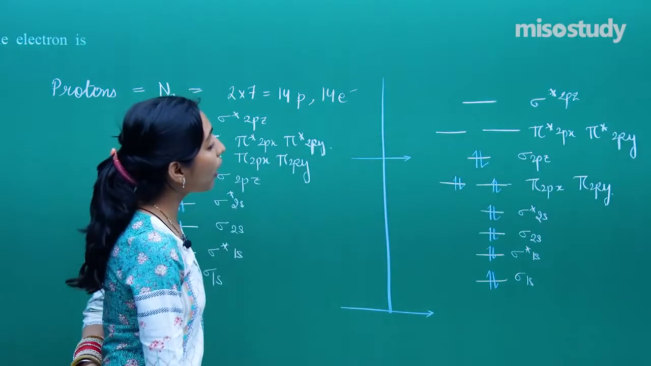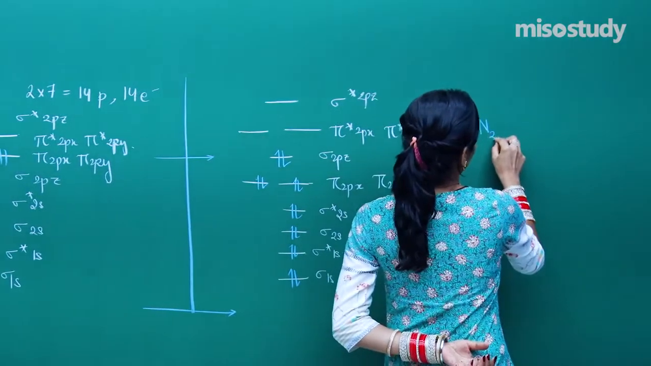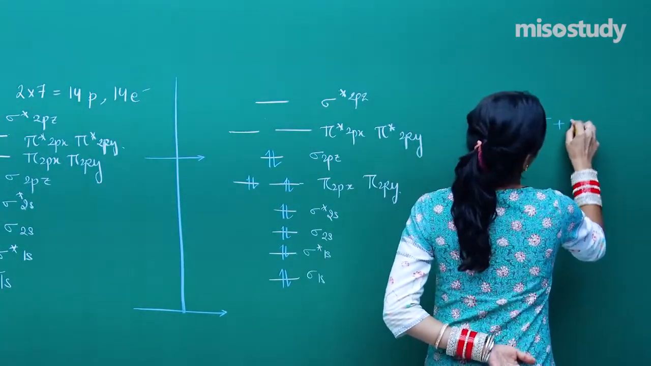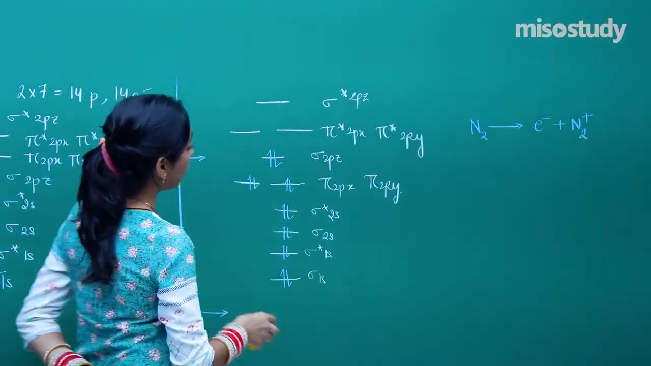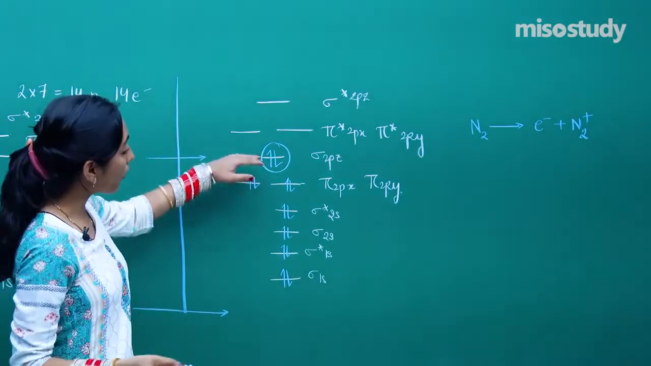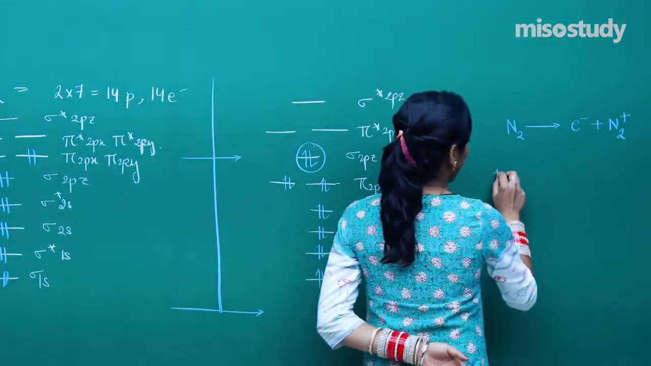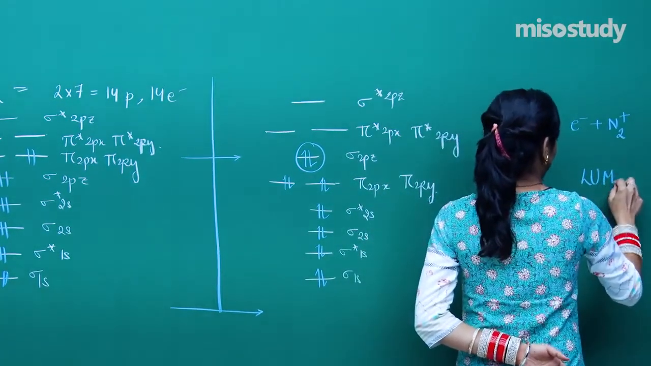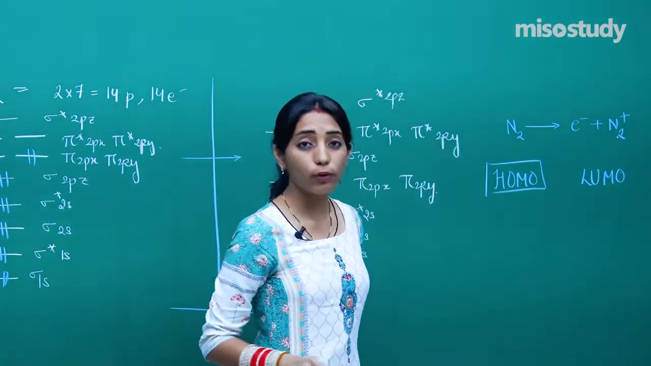right. And here now we are saying that if nitrogen has to give away one electron and lead to the formation of N2 positive, then that particular electron will be given out from the outermost shell, or from the outermost energy level. So there are two terms, one is HOMO and another is LUMO. So whenever the electron is to be removed, it should be removed from HOMO.